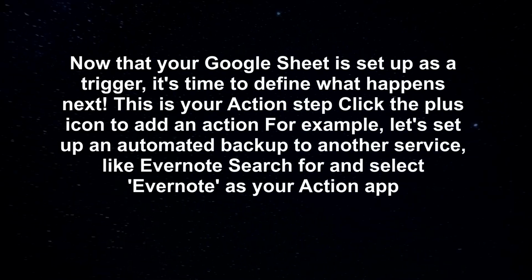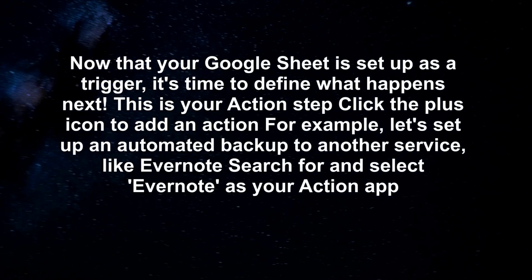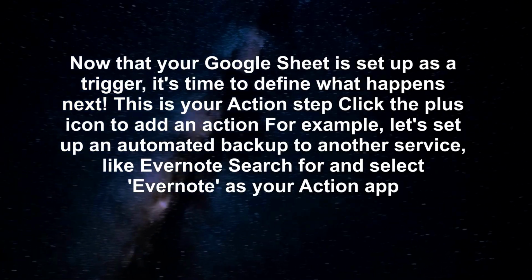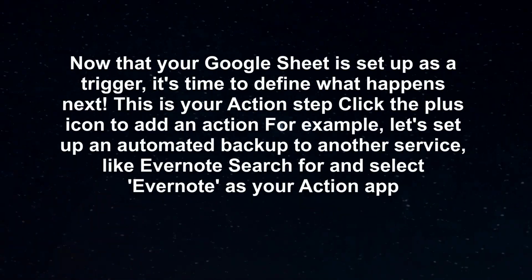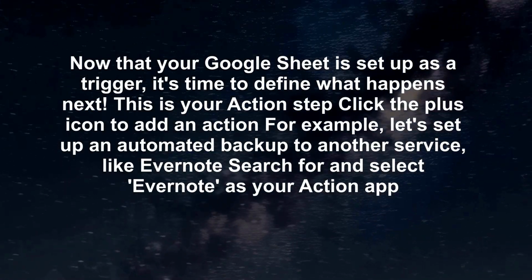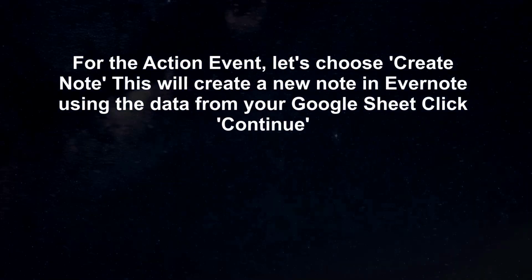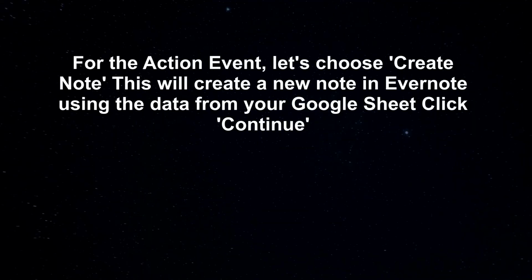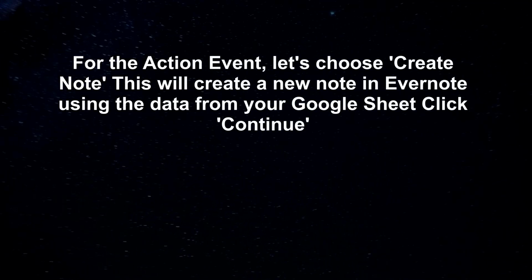Now that your Google Sheet is set up as a trigger, it's time to define what happens next. This is your action step. Click the plus icon to add an action. For example, let's set up an automated backup to another service, like Evernote. Search for and select Evernote as your action app. For the action event, let's choose Create Note. This will create a new note in Evernote using the data from your Google Sheet.